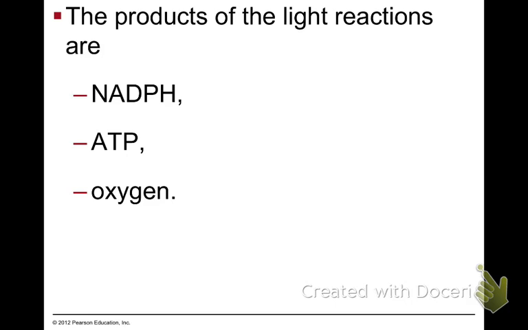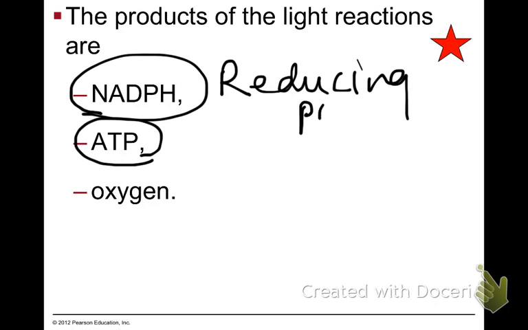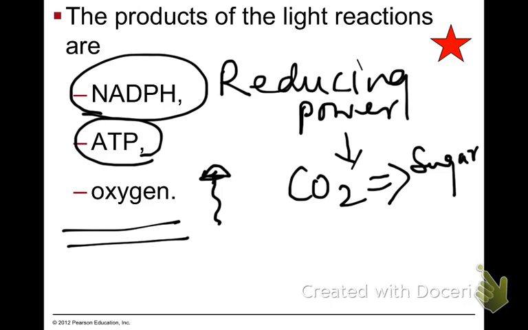What are the different products of light reactions? This is an important one to remember. I get NADPH, I get ATP. So this is my reducing power. To reduce what? To reduce carbon dioxide to give me sugar. Okay, and oxygen is evolved.